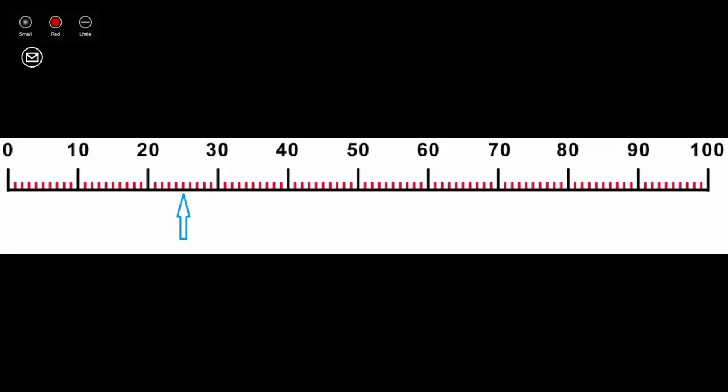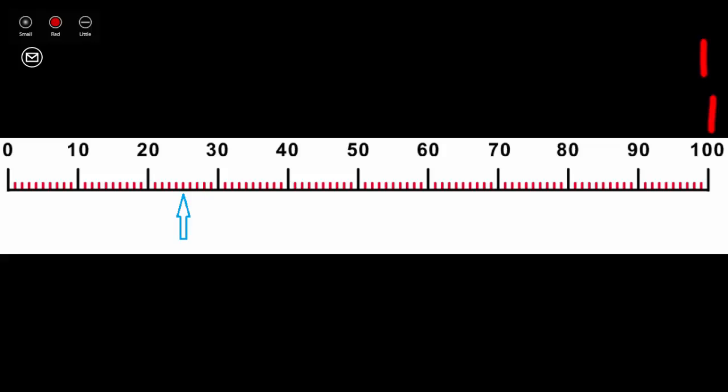In this lesson, we're going to learn how to work with a hundredths number line to plot points on the number line. Let's look at our number line first. Our number line is broken up into 100 hash marks. Here at the end, our 100 is equal to 1, or 1 whole.